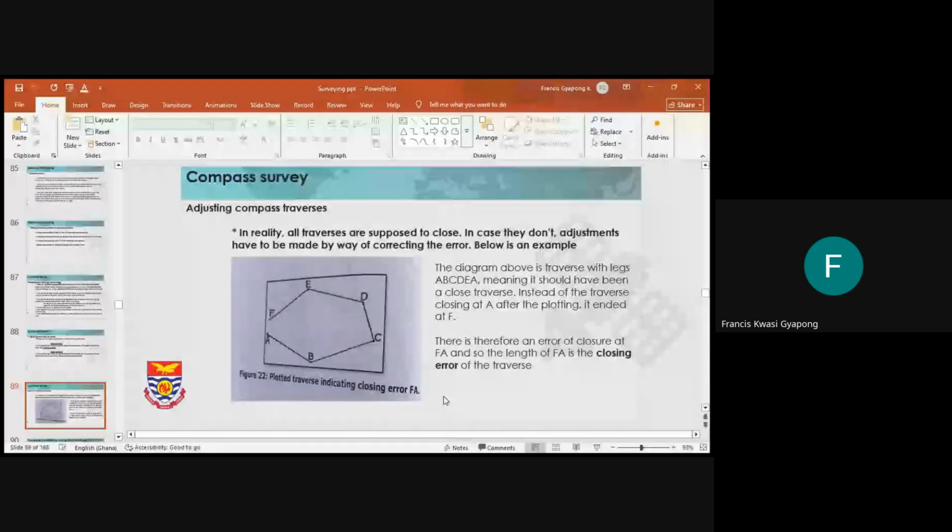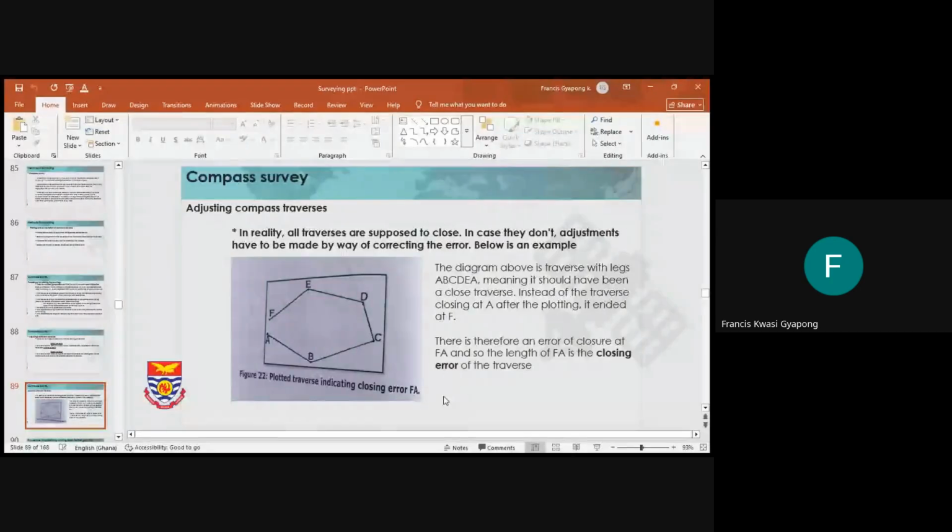For you to know whether your traverse should have been a closed one or an open one, you look at your table. You should start with a certain alphabet and end with that same alphabet. So when you plot, you are supposed to end where you started the plotting from. If not, there's this error of closure. So that is what you are going to do now.